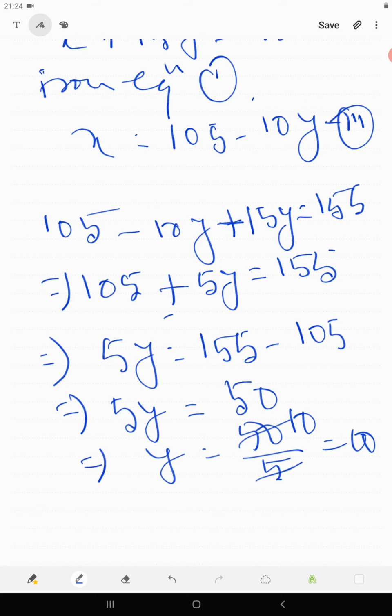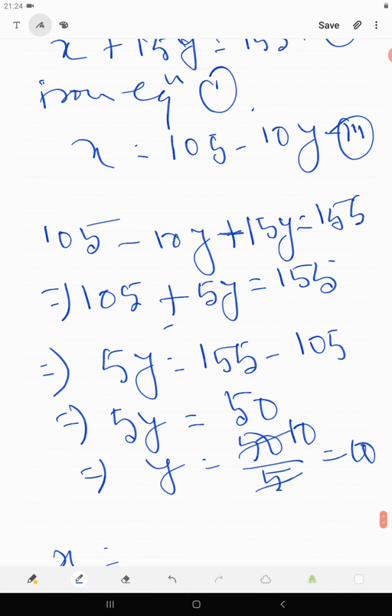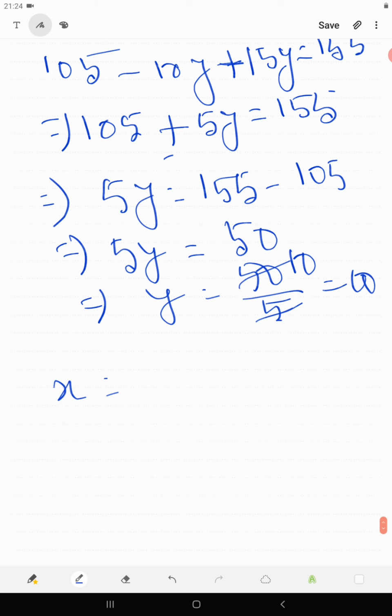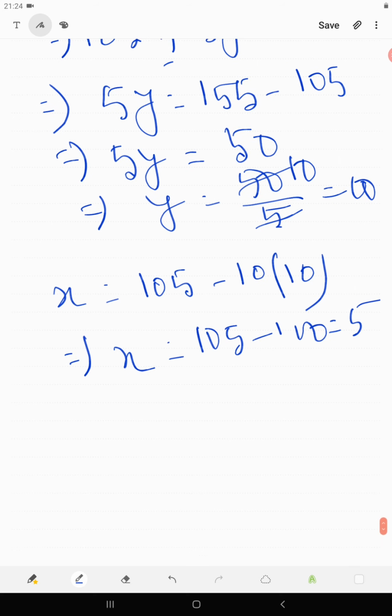Now put this y equals 10 in equation 3. So what we will get? x equals 105 minus 10y. So 105 minus 10 into 10. So we get x equals 105 minus 100. So we got 5. Correct? So fixed charge is 5 rupees and variable charge is 10. Why 10 we got? So variable charge is 10 rupees per kilometer.